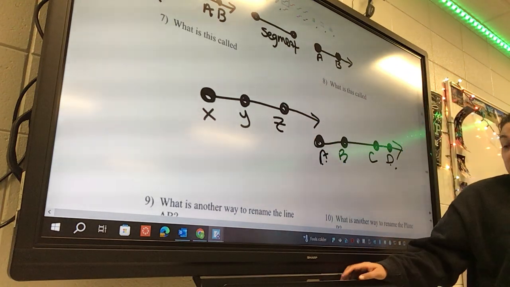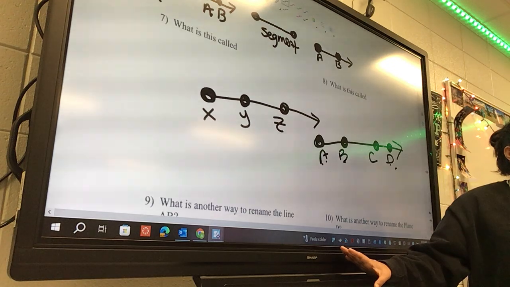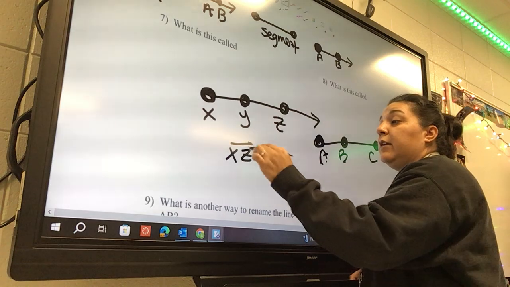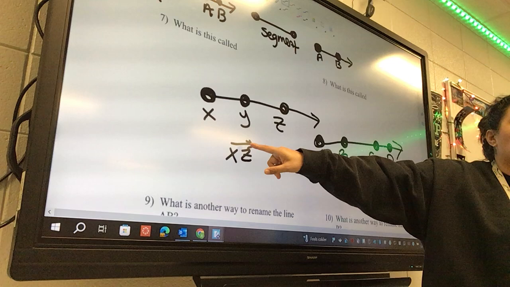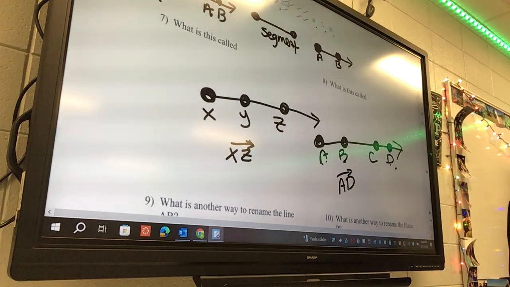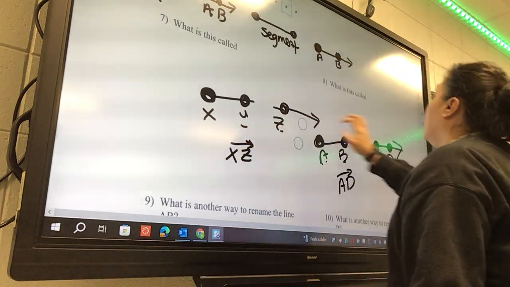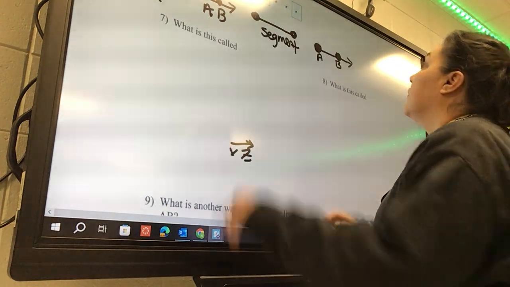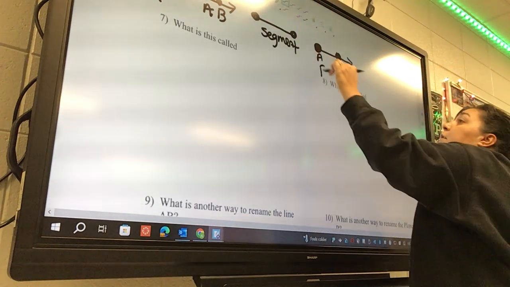So if I were to draw this again, how could we label this? YZ or XZ. Those are the only 2 options. When we label it, really it goes like this: XZ, and it has a little arrow above it. The reason that the arrowhead is above the Z is because that's the last point that it goes through. So this would be like AD. Rays are very, very specific about how we name them. Okay, so this is a ray.